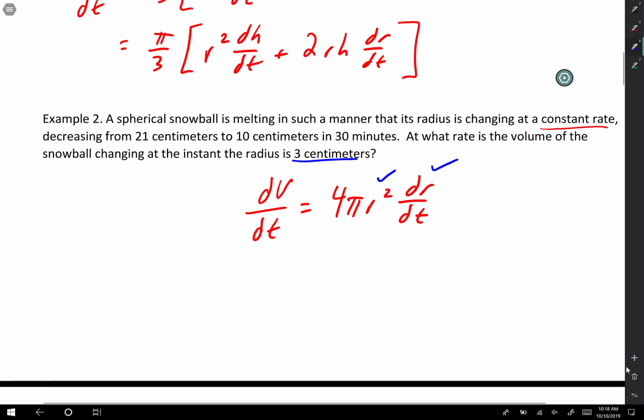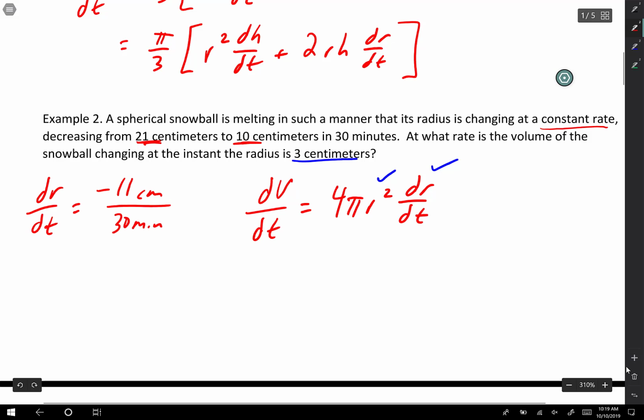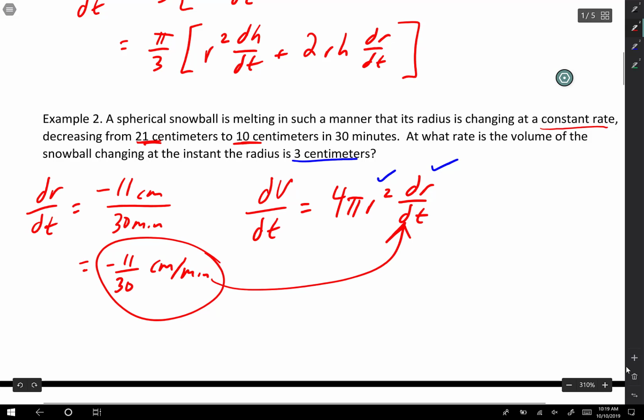But I have to calculate it a little bit. So how do you calculate it? Well, look, I'm going from 21 centimeters to 10. So dr/dt is equal to, let's see, I went negative 11 centimeters in 30 minutes. So I'm going to leave it as negative 11 over 30 because I don't know if it reduces to centimeters per minute. I'm going to plug this guy in for dr/dt. I'll take my calculator. I didn't turn on my laptop. Okay, I'm turning on my calculator, guys. 4 times pi times 3 squared, because it's telling me 3, times negative 11 over 30.